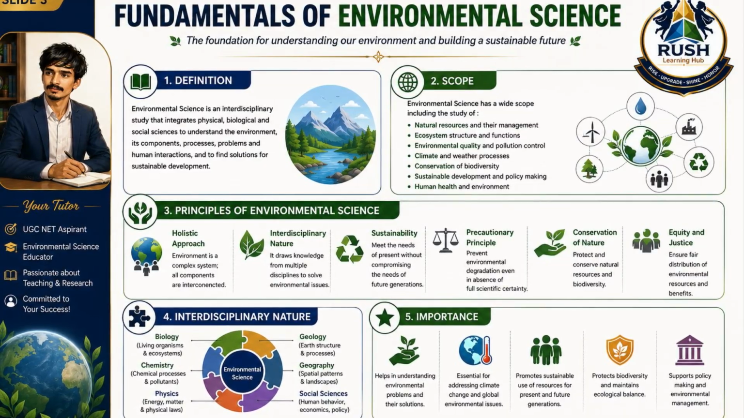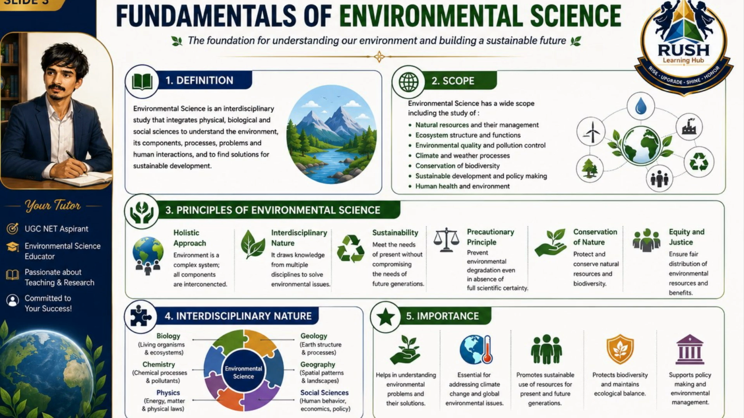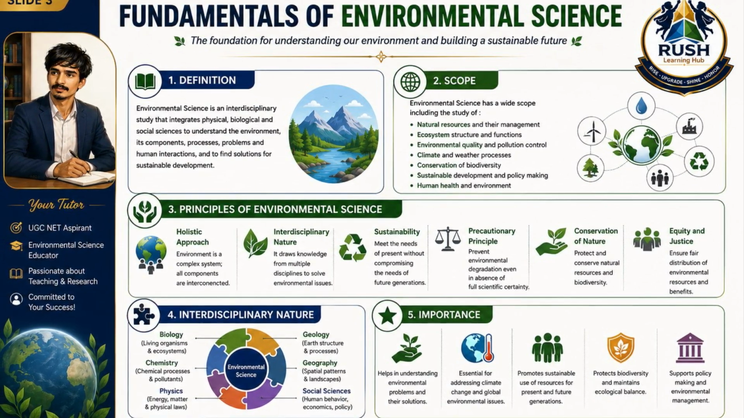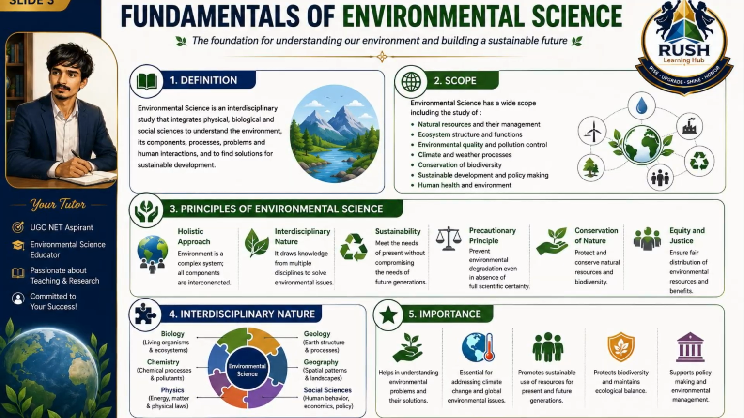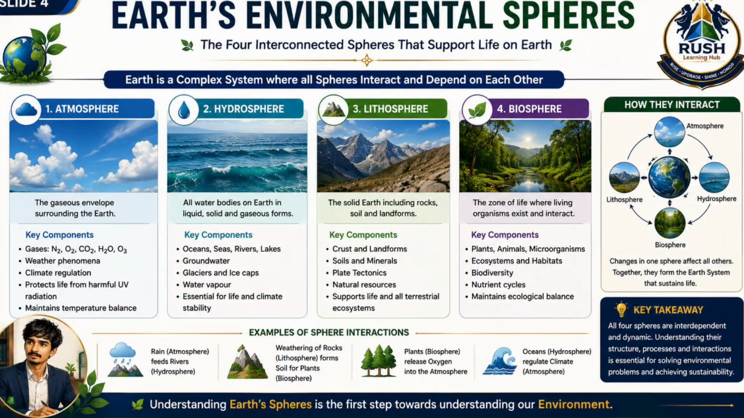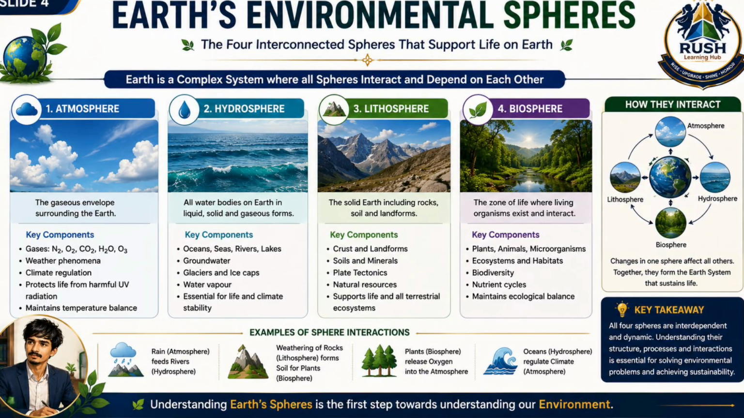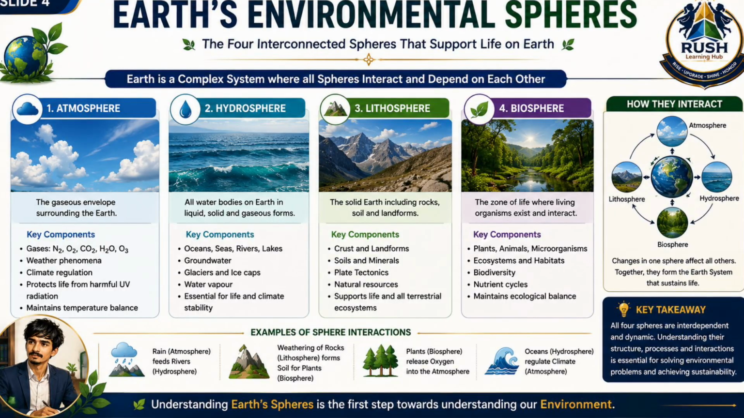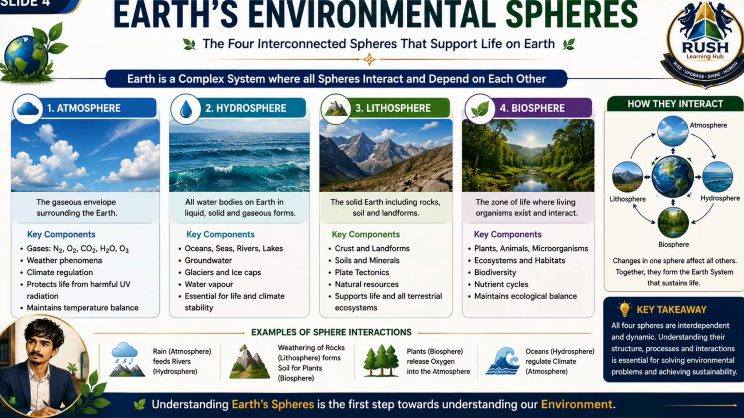With this foundation established, we are now ready to move to the next major topic, the Earth's environmental spheres: atmosphere, hydrosphere, lithosphere, and biosphere. The Earth functions as an integrated environmental system. These four spheres are not independent entities. They continuously interact with one another through the exchange of matter and energy. Understanding their structure, composition, functions, and interactions is essential for understanding environmental processes.